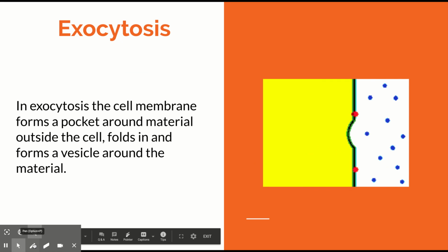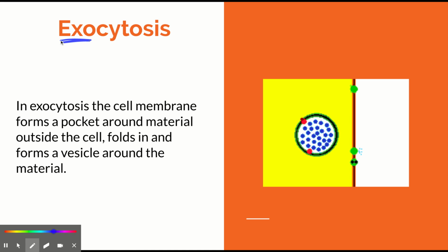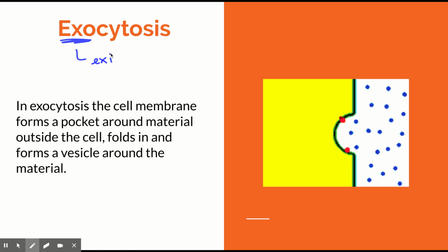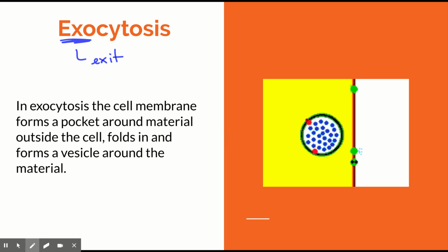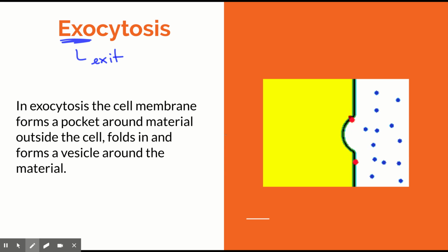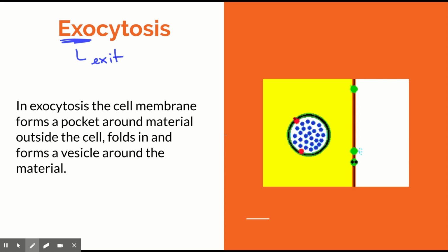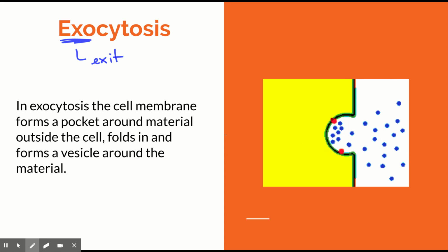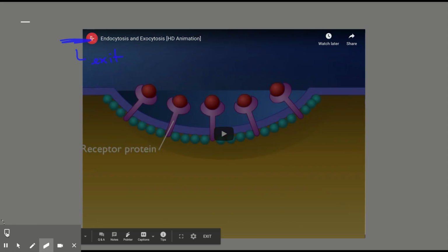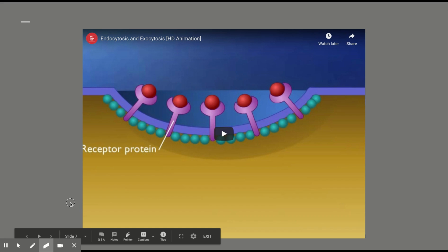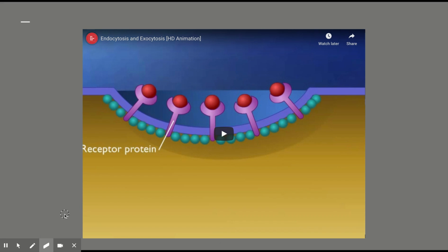So exocytosis. So this is exo, meaning things are exiting the cell. Same process, except instead of taking into the cell, it's going out. The cell membrane is going to form a pocket around material that needs to leave the cell. And once it forms that pocket around it, it basically goes into the membrane and opens up, and it's released outside of the cell. And I'm going to let you just watch this little recap on endocytosis and exocytosis.